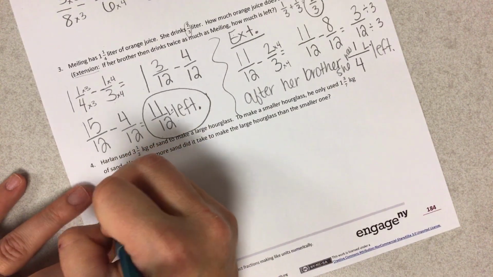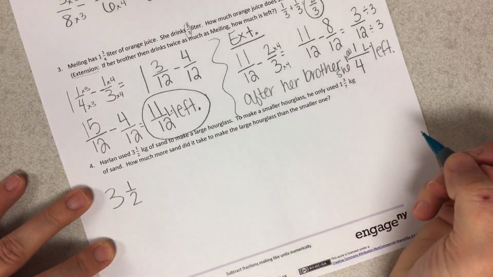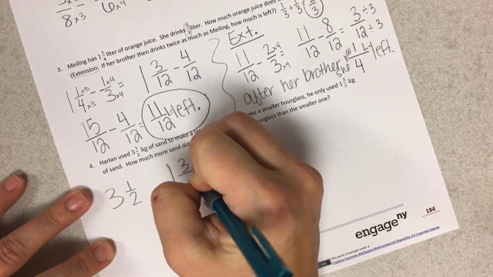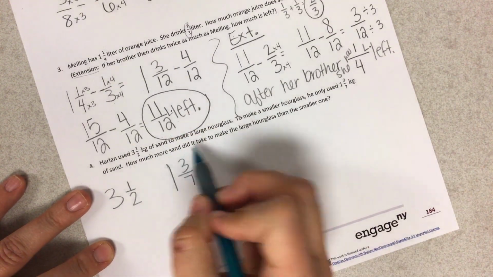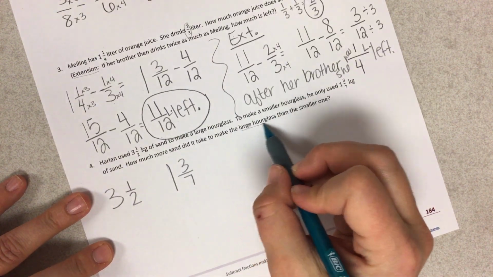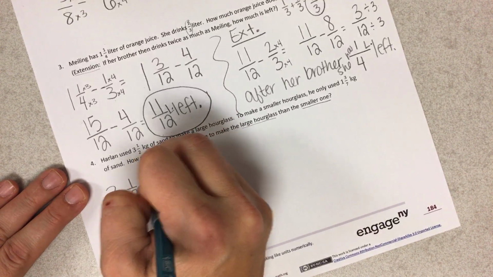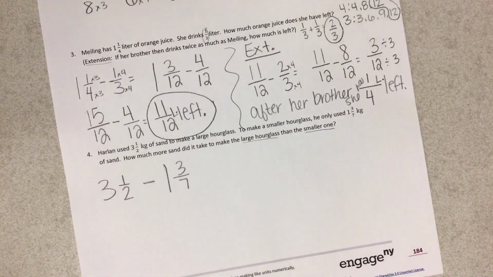Okay. So this next one, it says Harlan uses 3.5 kilograms of sand to make a large hourglass. To make a smaller one, he only uses 1 3/7. It says, how much more sand did it take to make the larger hourglass than the smaller one? So I'm comparing these, and so whenever I'm comparing, I'm going to subtract. It didn't ask me how much I used altogether. It wants me basically to know what is the difference.